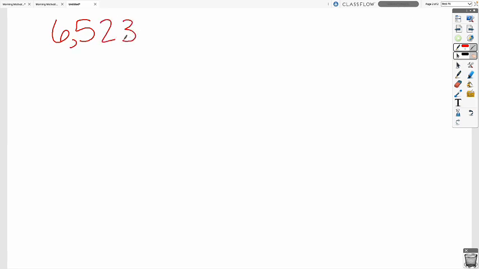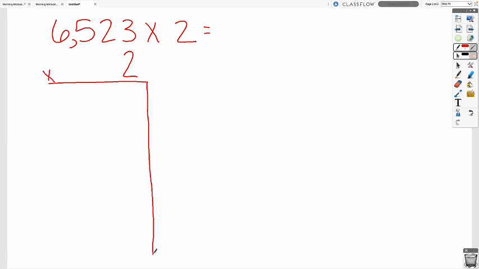Back to the video. I am going to multiply 6,523 times 2. So again, we are going to write our problem where we stack our numbers on top of one another. And then I'm going to draw my 7. Being mindful that we are about to take the answers and we're going to simply write the value of each number to the right side of this 7.